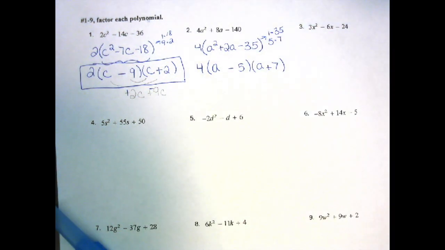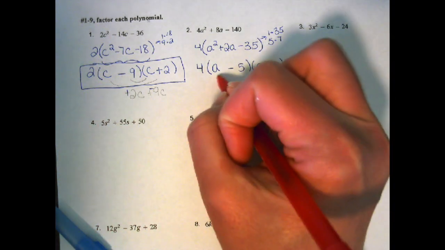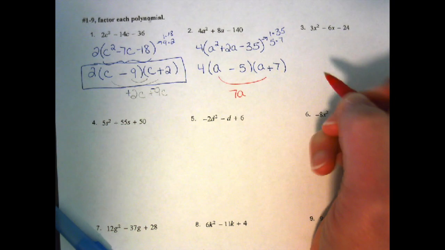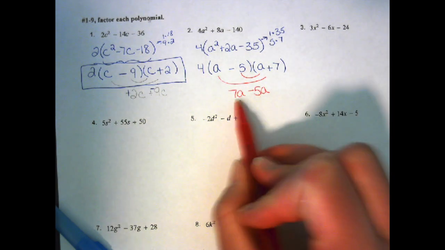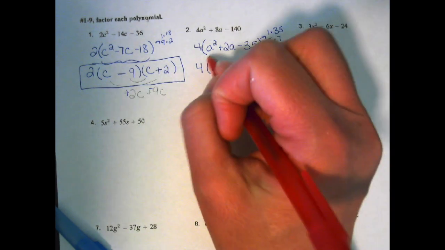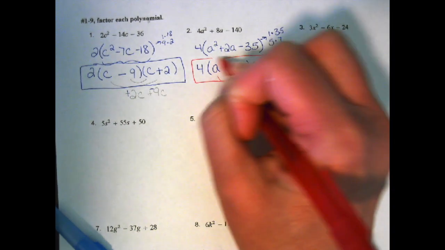And I'm going to go ahead and check my outers and my inners one more time. So that's a 7a, and that's a negative 5a. That becomes 2a, which is what I wanted. So this is the correct answer, okay?